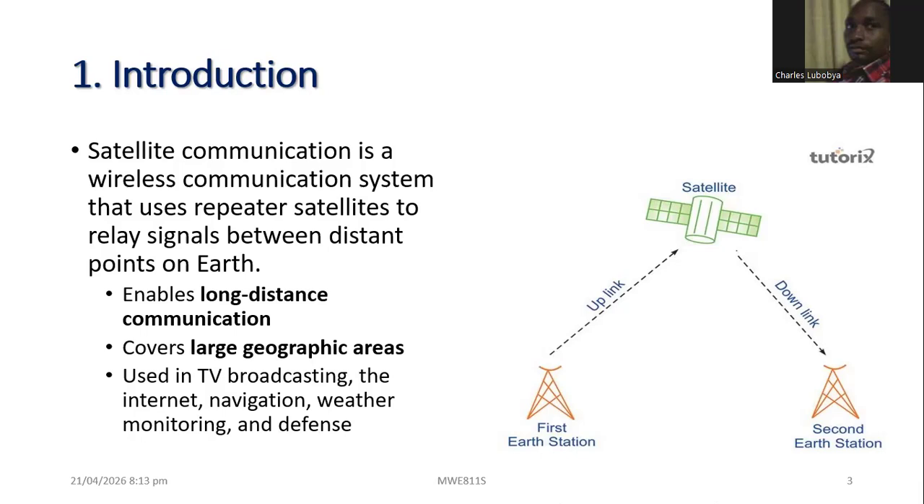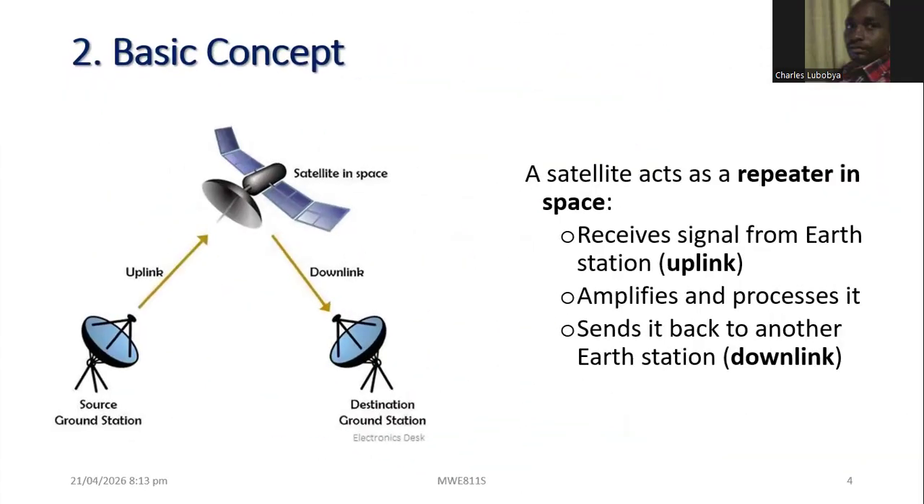And that is when you have two stations that are separated over a wider distance. So because of that, you can actually see that satellite communication enables long distance communication. It covers large geographical areas, so you're able to send signals over large geographical areas. And that's why it's widely used in television broadcasting, the internet, navigation, weather monitoring, as well as in defense, among others. So next, I want us now to look at the basic concept of a satellite system.